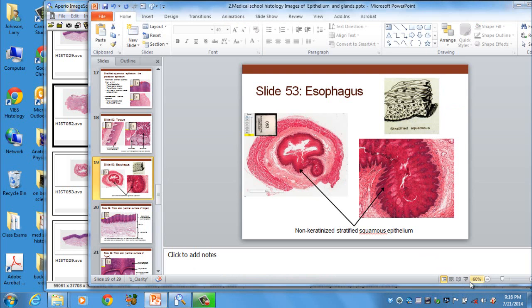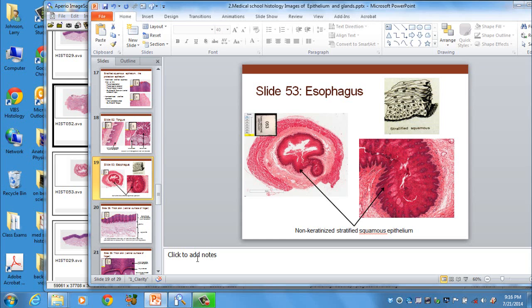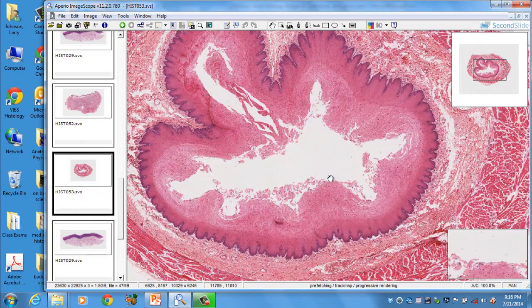So the next one is the esophagus, and we can see the esophagus has stratified squamous epithelium, which are flattened cells on the surface, and they're non-keratinized, as you would expect. So we look at slide 53, and we can see there, this is esophagus.